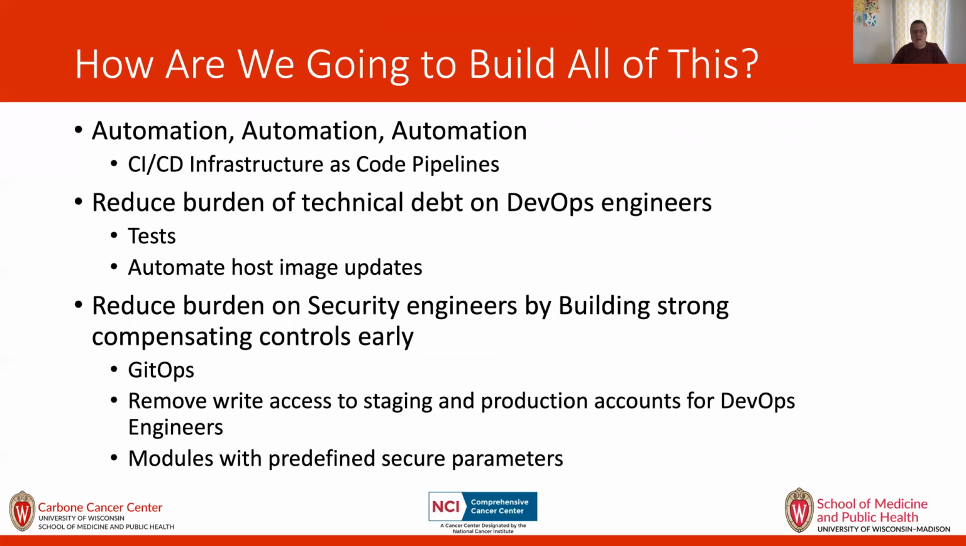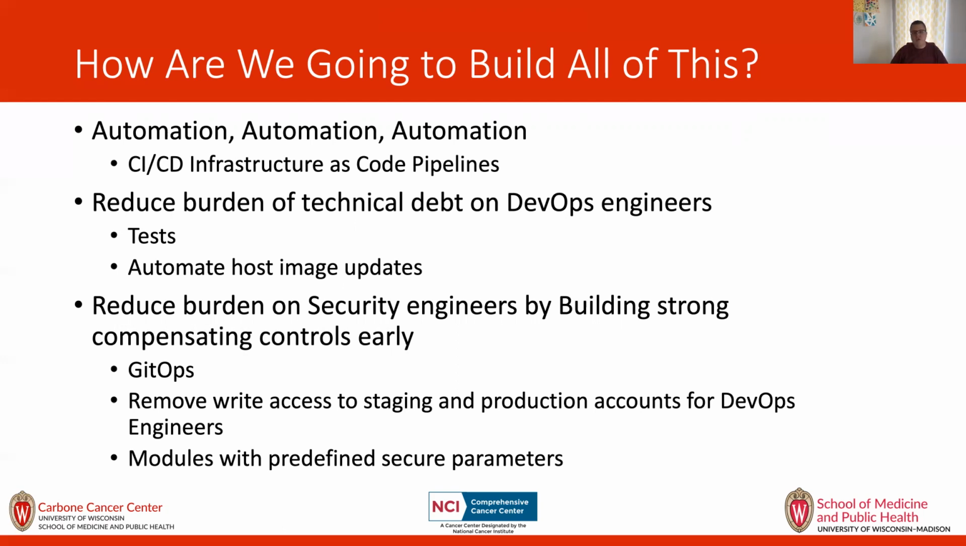I knew that there were a couple of things that we needed to do from the beginning to get this right. The first one was automation. We needed CI, CD infrastructure as code pipelines. There was just no way around it. We couldn't have Terraform that needed to be applied from somebody's laptop to several different subscriptions in dev, staging, and production.